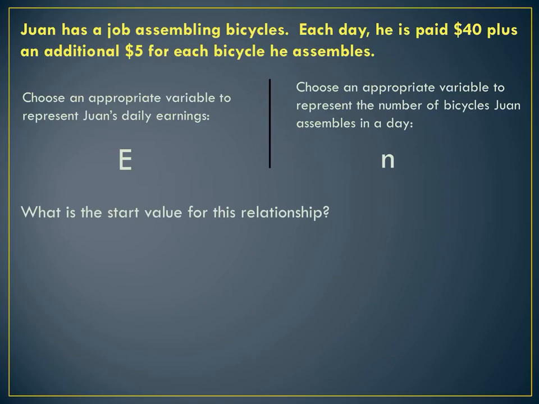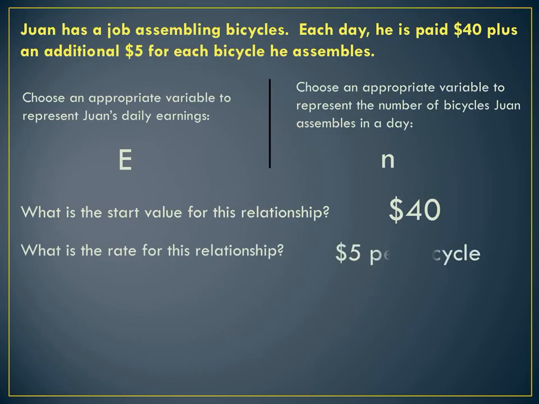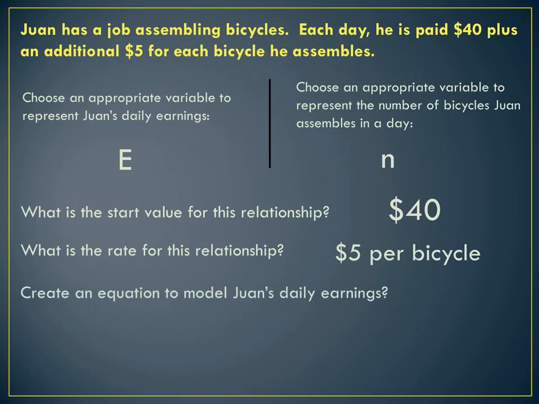Now, what is the start value of this relationship? Where does Juan's earnings start? He starts at $40 each day. Each day he gets his $40, and then he adds on to that based on how many bicycles he makes. So then, what is the rate for this relationship? How much is it going up by every single time? And they tell us right in the question. It goes up by $5 for each bicycle he sells. So that's how much he gets for each extra bicycle.